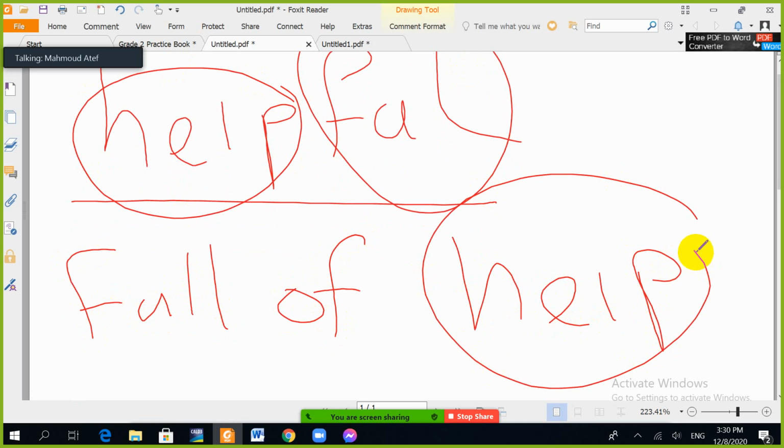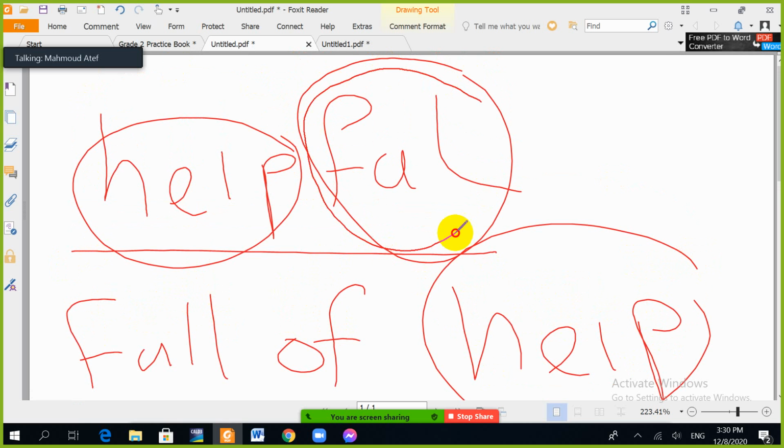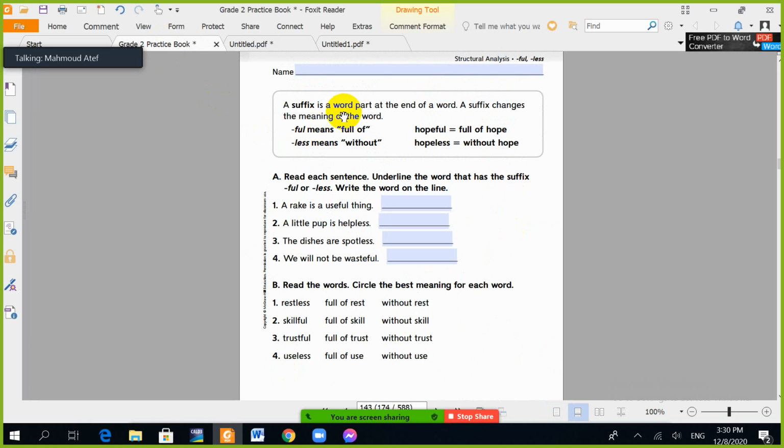So we're talking about what? We're talking about suffix. What does it mean by suffix? Suffix is coming at the end of the word. Suffix, a part at the end of the word. Okay? It changes that meaning.